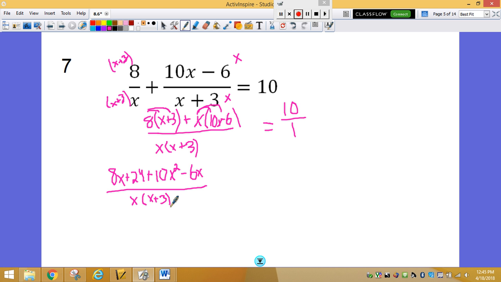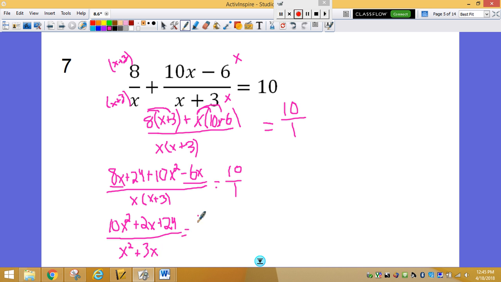Okay, let's combine like terms. I'll bring this down. It's all 10 over 1. And I'm going to go ahead and put it in descending order. So I'm going to start with the x squared. So I'm going to put 10x squared first. I can combine my x's. 8x minus 6x is a positive 2x. And I have plus 24. I am actually going to go ahead and distribute this x. So I'm going to get x squared plus 3x.